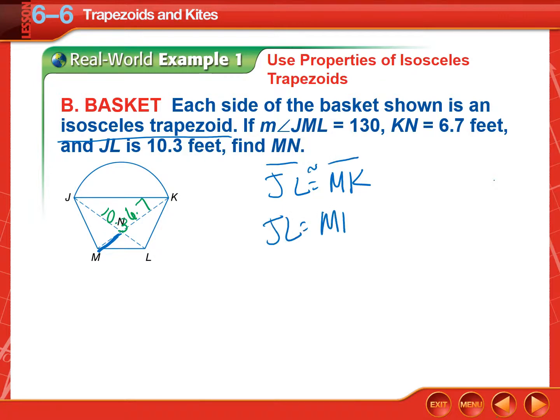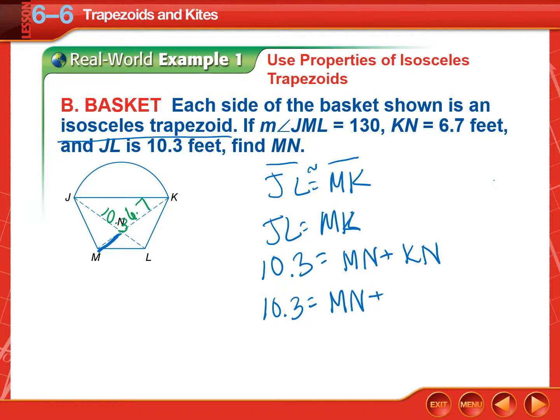So then we know that they're equal to each other, and we know that JL is 10.3 and that MK is the same thing as MN plus KN using the segment addition postulate. So 10.3 is equal to MN plus KN, and we're trying to find MN. We know that KN is 6.7. Subtract, and we get that MN is 3.6 feet.